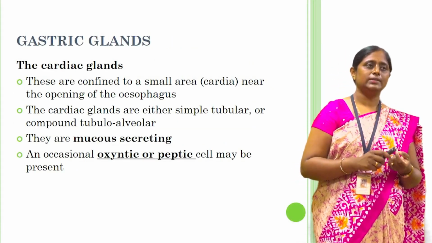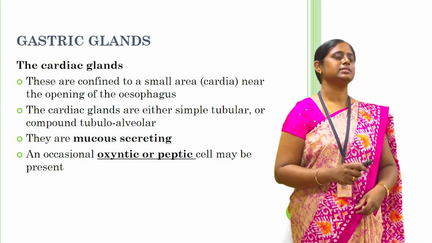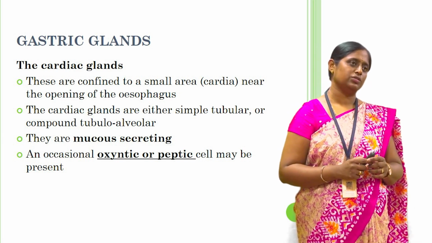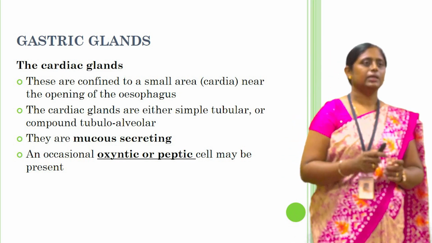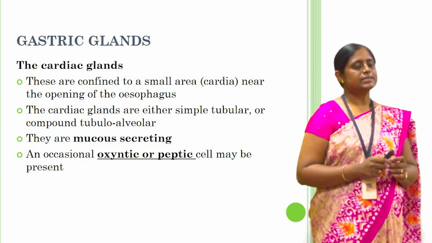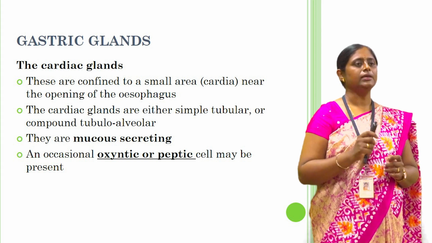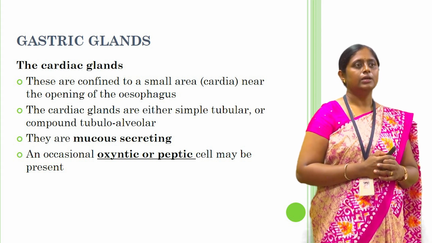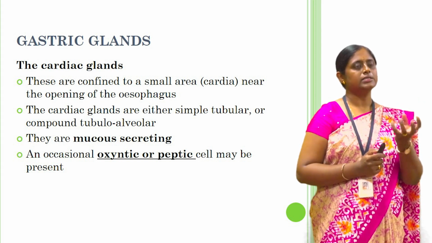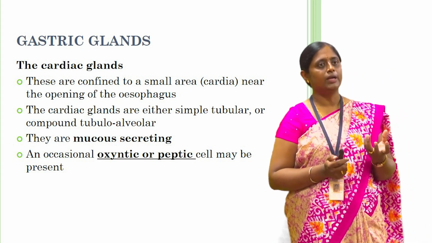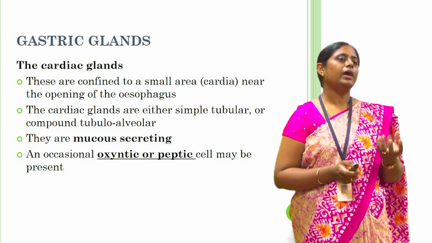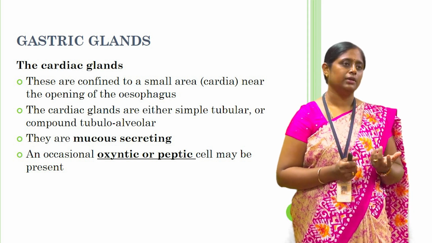Apart from all these, there are different glands present in the histoarchitecture of the stomach. The first gland present here is the cardiac gland. This cardiac gland is mainly a mucus secreting gland, because it is made up of simple tubuloalveolar columnar epithelial cells. They are nothing but mucus secreting cells.